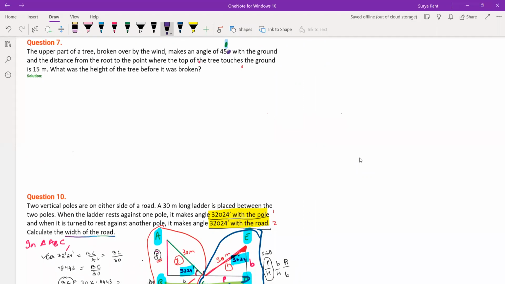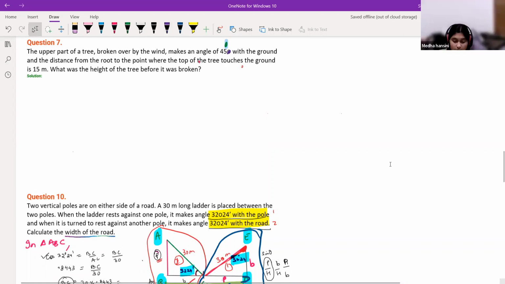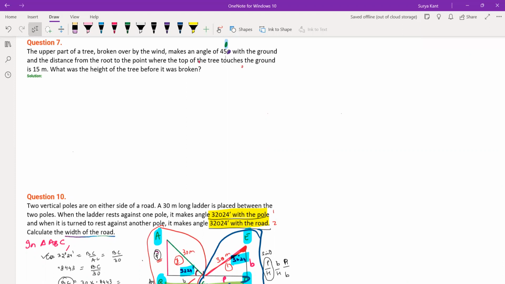Hansini, can you solve this question? I'm doing so. Monish, your camera is not working till now. Just a second, sir. I think some network problem is there. I'll just turn it on. Yuan, last class you told me that your camera will work from the next class. Yuan? You got the answer, Monish? Not yet, sir. I'm just doing.